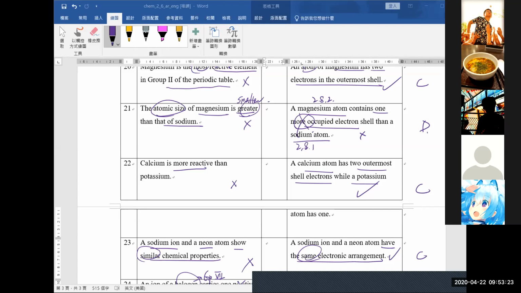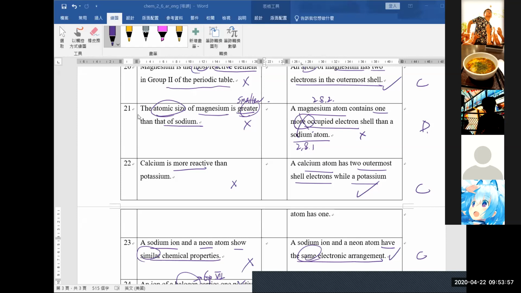From 0 to 10. H258. Now, Yung Jeng Nam asked something about question 21, right? Question 21. The atomic size of magnesium is smaller than that of sodium. Okay, that one. The magnesium atom and sodium have the same occupied electron shell. You want to ask something about that question? Why is the atomic size of magnesium smaller than that of sodium?